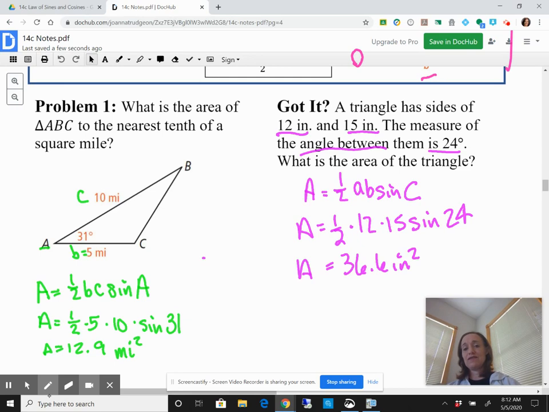I put the 12 and the 15 in here for my sides and then the angle. If they were to give you some sort of other angle, then you might have to do a little more work on that, but basically that's what works. So I'm going to pause this and we'll do the next part in the next video.